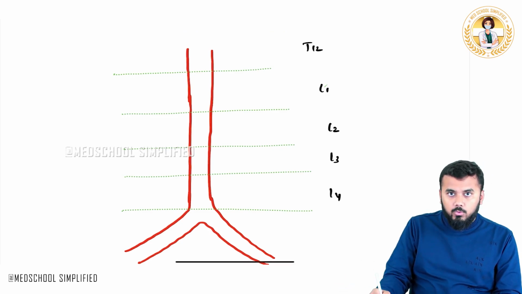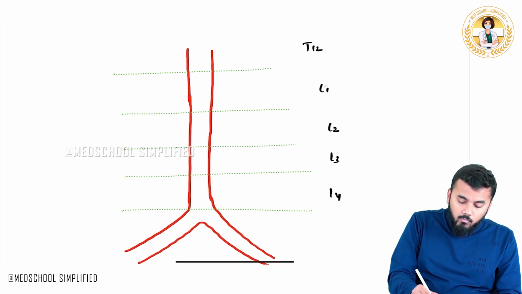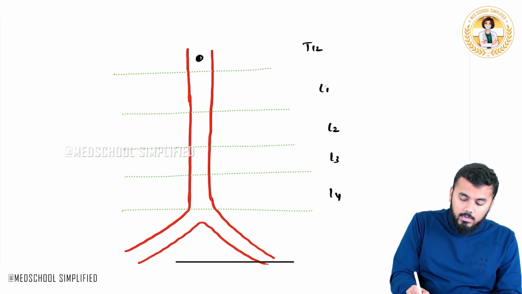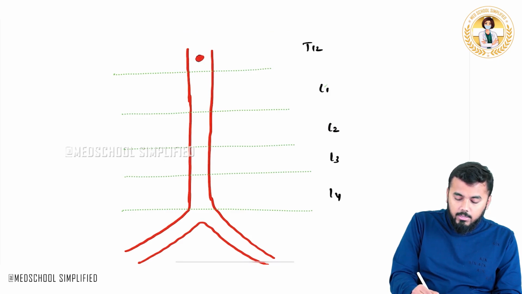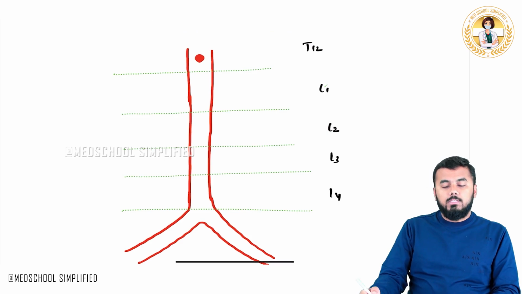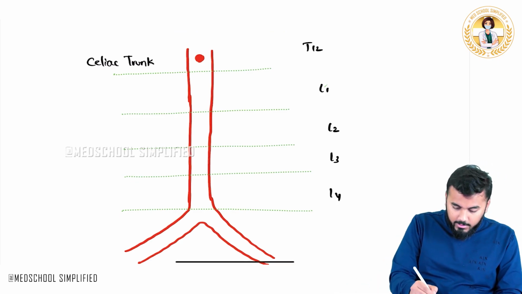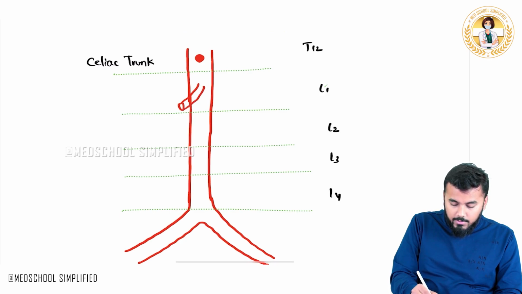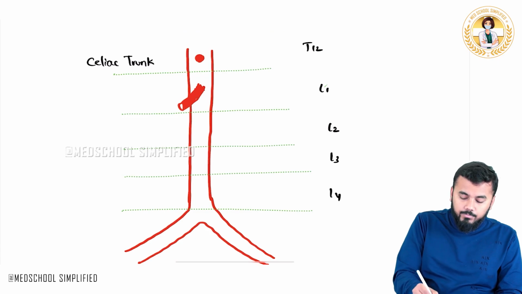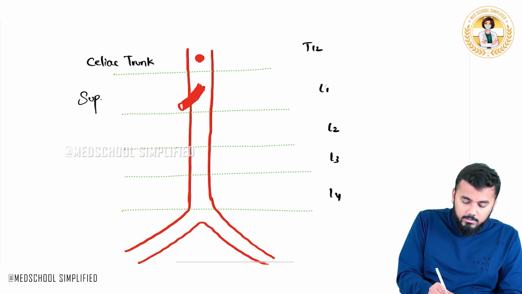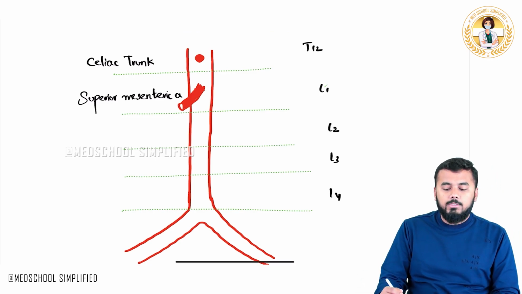At the level of T12, from the abdominal aorta, what is this artery which we are getting here? Let me write it. This thing which is coming out of this is called the celiac trunk. After that we have another vessel coming out all the way like this at the level of L1. This is called the superior mesenteric artery.